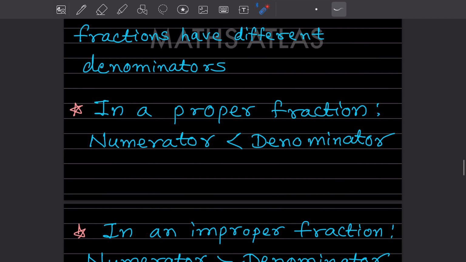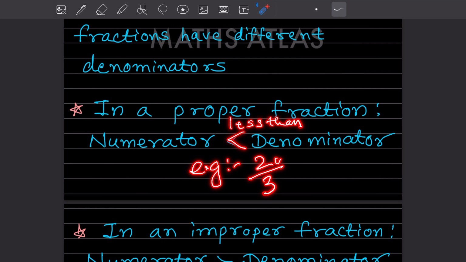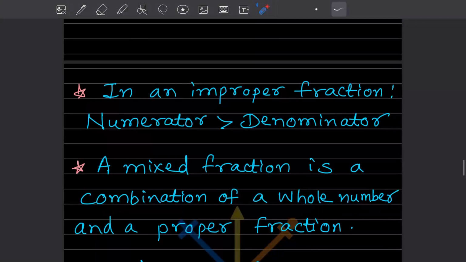Now there is one more thing you have to remember, that is a proper fraction. Proper fraction means the numerator is always going to be less than the denominator. So if I write here 2/3, can you see the numerator is lesser than the denominator? These points you have to remember and note down in your notes. See here, when I write this sign it means less than. So the numerator is less than the denominator, and you can write any example. If I'm writing here 2/3, it means the numerator is less than the denominator. Hope you got it.